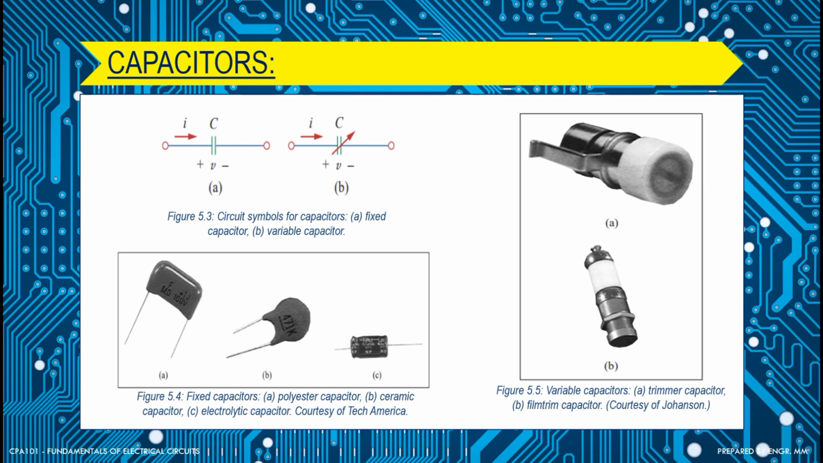Then we also have variable capacitors, those capacitors whose capacitance can be adjusted. Examples of that are a trimmer capacitor and a film trim capacitor. These types of capacitors are used in communications, like in constructing a transmitter or receiver. Those are some applications of these variable capacitors.